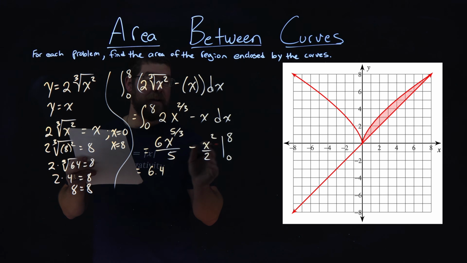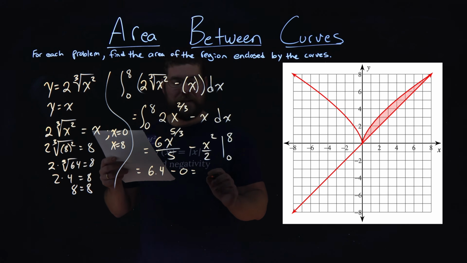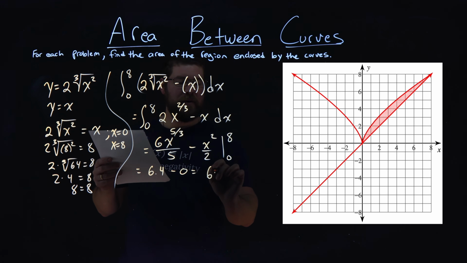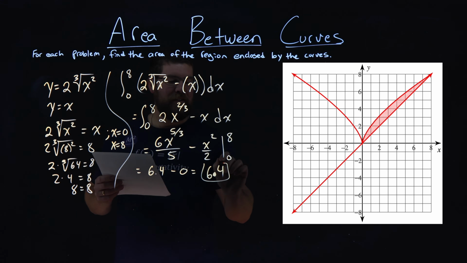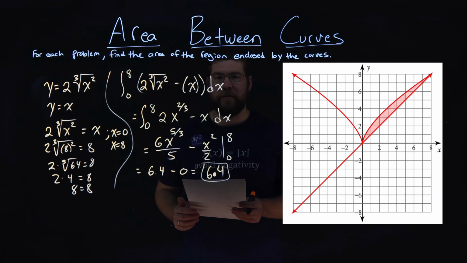And then we plug in 0, I did it for you. 0 for x gets us a 0. And 6.4 minus 0 is 6.4. And so there we have it. Our final answer for the area between the curves is 6.4.